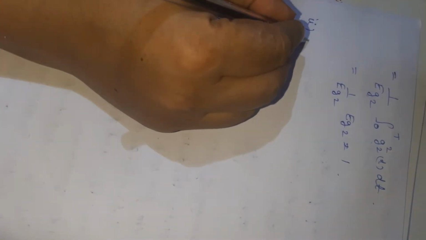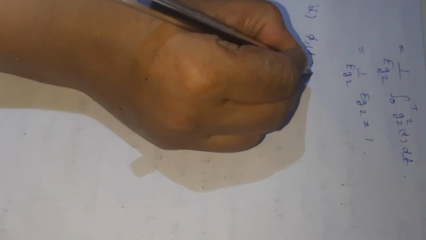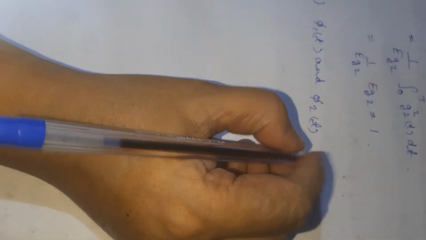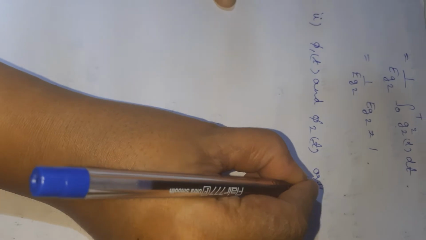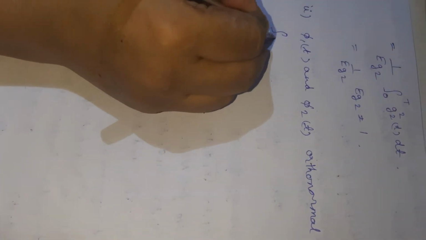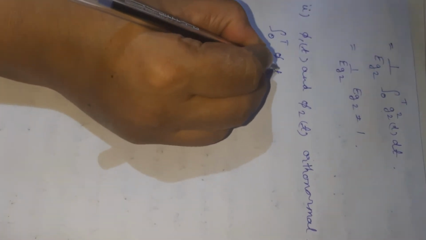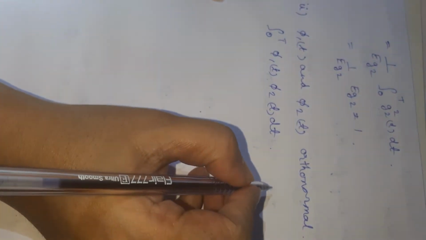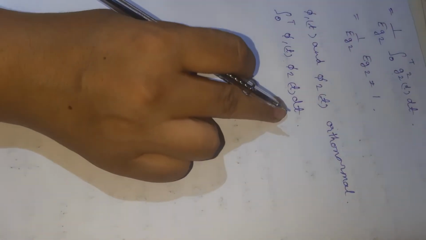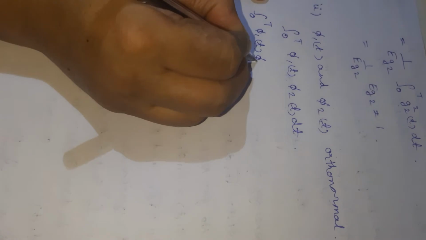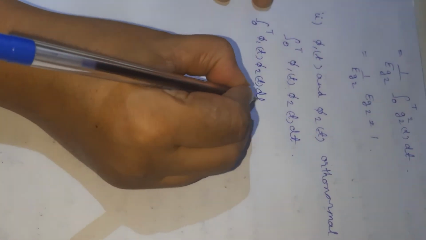To prove that phi 1 of t and phi 2 of t are orthonormal, we will consider the integration from 0 to T of phi 1 of t phi 2 of t dt, by putting in the expressions for phi 1 of t and phi 2 of t. So this can be written as the integration from 0 to T of phi 1 of t phi 2 of t dt.